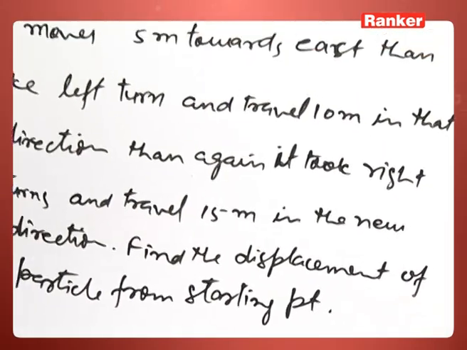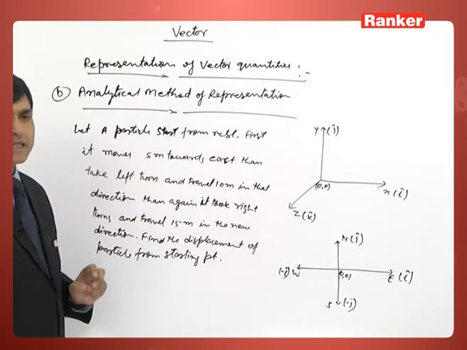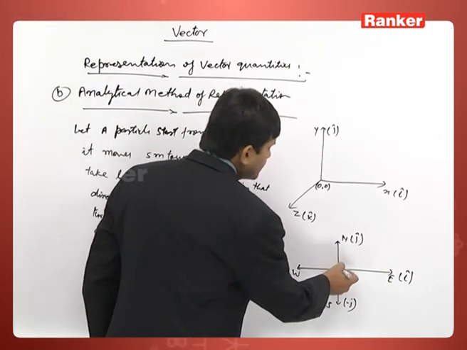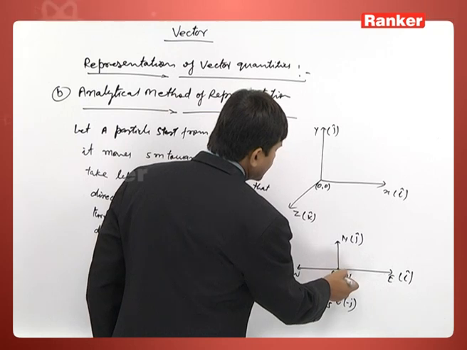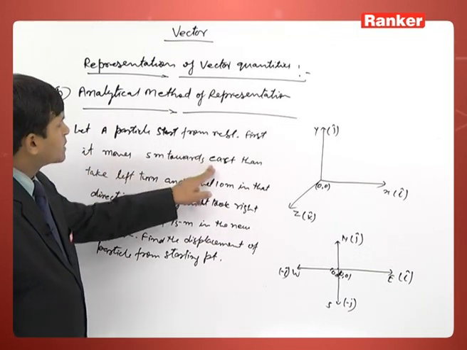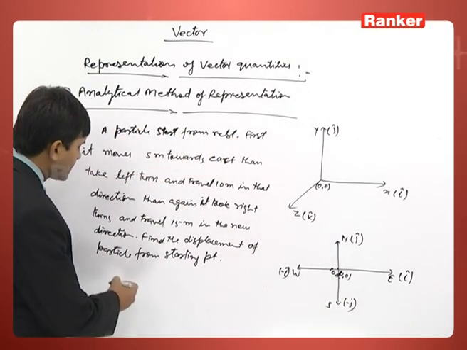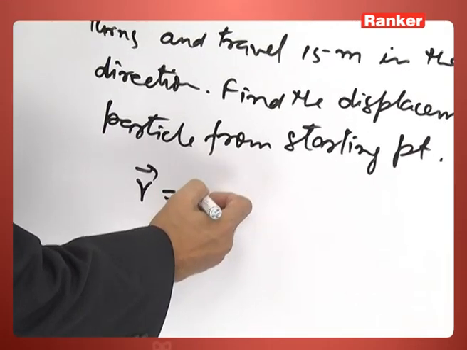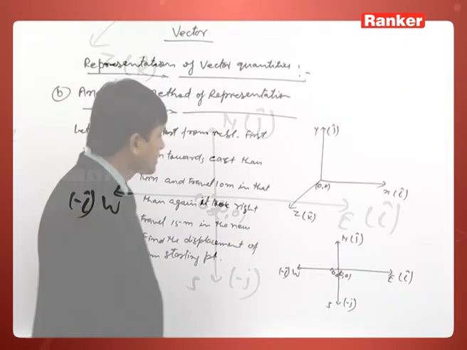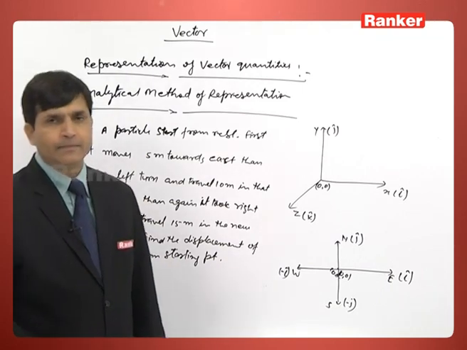So, what can be done here? A particle starts from rest. The point from which it is starting, we can say is the origin. Now, according to the problem, it moves 5 meter towards east. East is this, so 5 meter. So the net displacement initially is 5, but in which direction? In the east. To show it is east, I am using i cap.